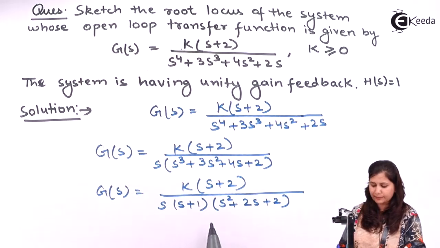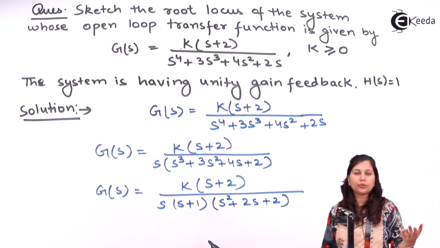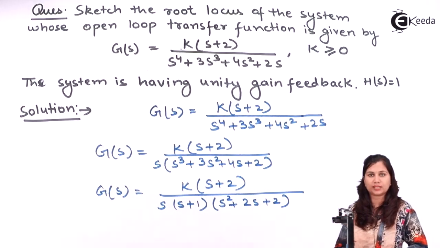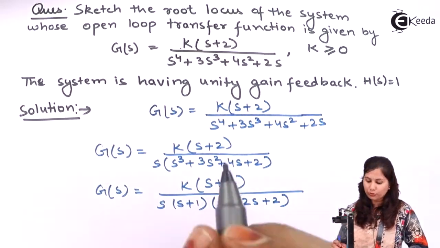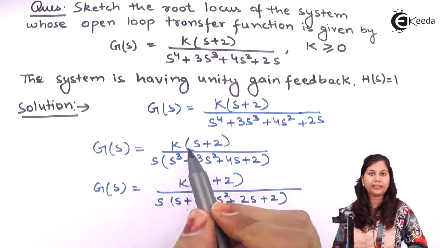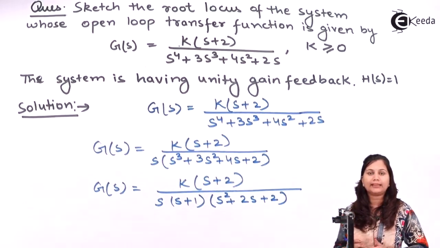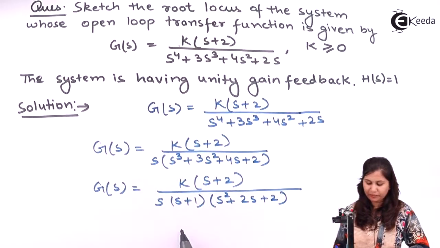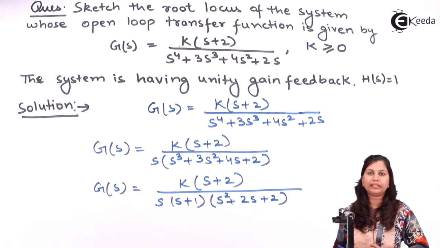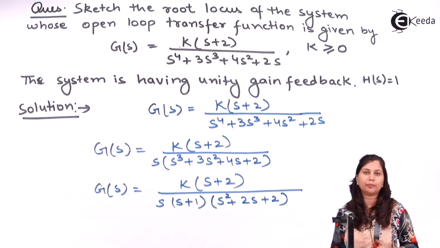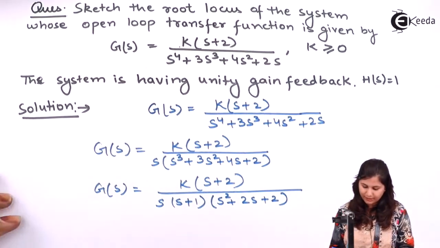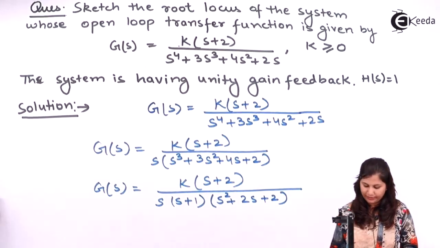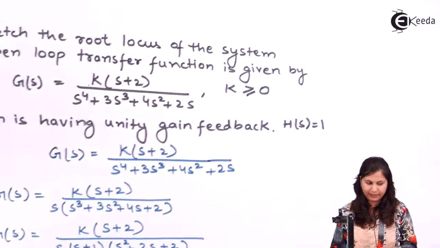We are doing this because our first step to sketch the root locus is to find out the poles and zeros of the system. So for poles, we have to use the denominator polynomial, equate it to 0 and then find out its factors. So we are just simplifying the denominator polynomial so that it will be easy for us to find out the poles and zeros of the system. So this we have simplified completely. Now let's find out the poles and zeros.